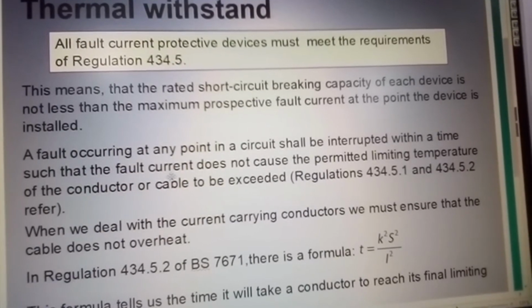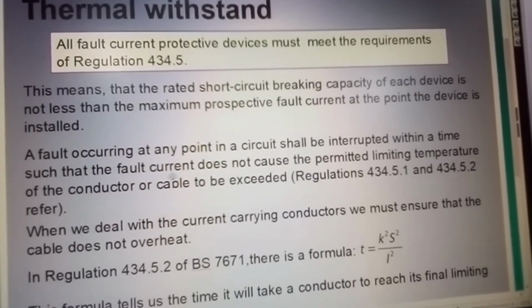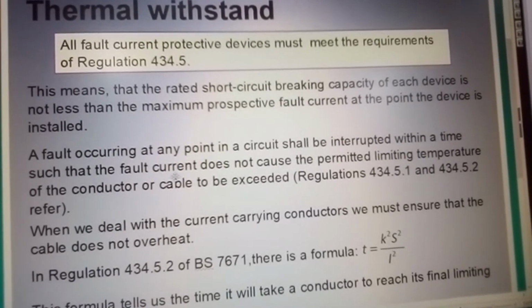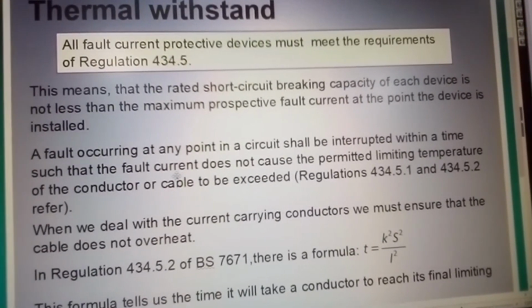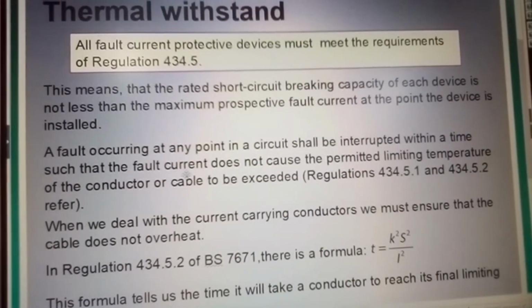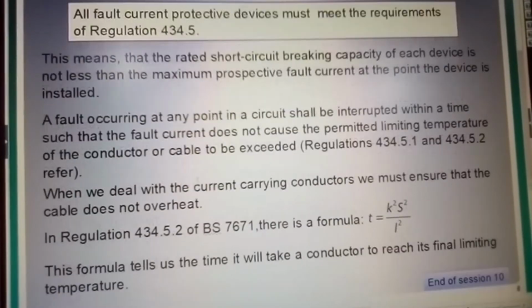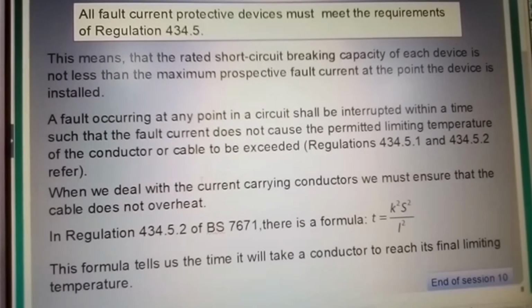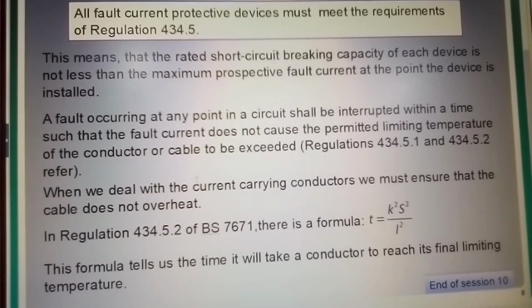The thermal withstand. All fault current protective devices must meet the requirements of regulation 43.5. Take into account any changes that may have occurred in regard to this. So you'll be looking for your heading thermal withstand in the IEE regs. This means that the rated short circuit breaking capacity of each device is not less than the maximum prospective fault current at the point the device is installed.